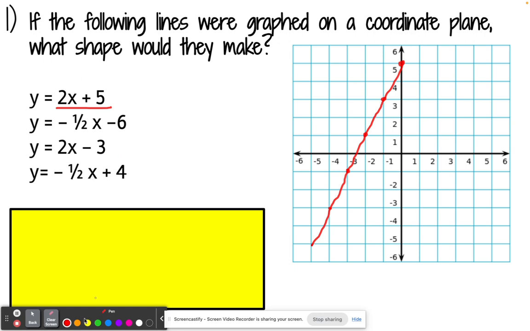You've heard that before. Okay, my next one, I will do this one. Negative 1/2 x minus 6. So my y-intercept is negative 1, 2, 3, 4, 5, 6. I thought it was there, but sometimes the numbering on other things are wrong. My slope is negative 1/2. So I'm going to rise 1, go to the left 2. Rise 1, left 2. And I'm going to connect those points.